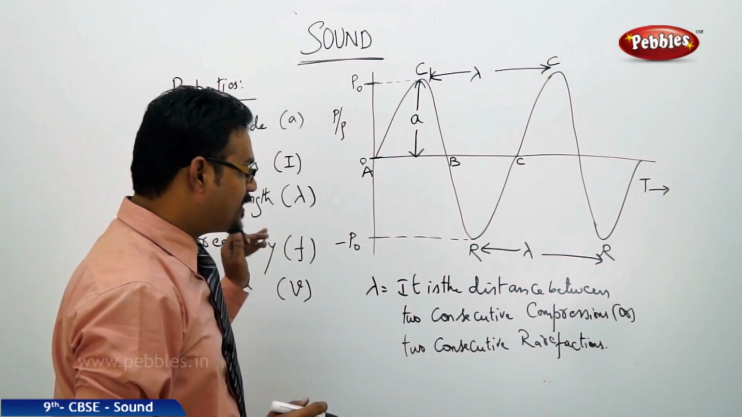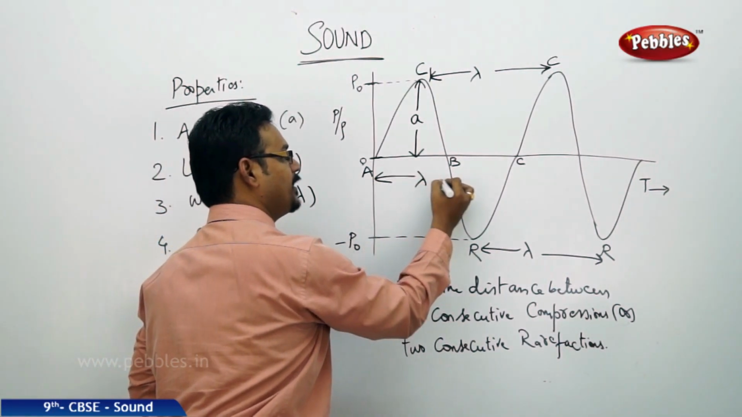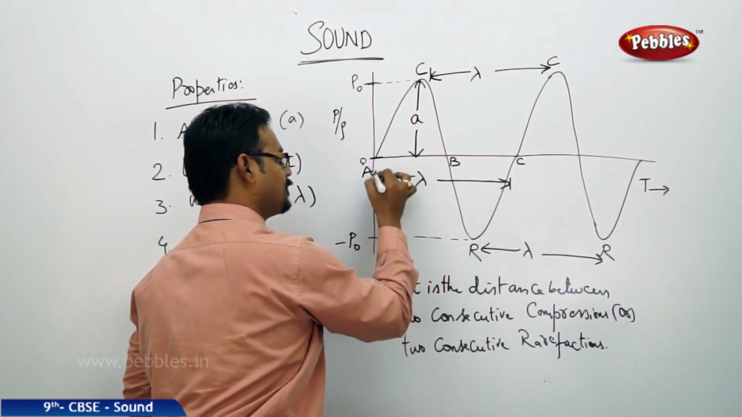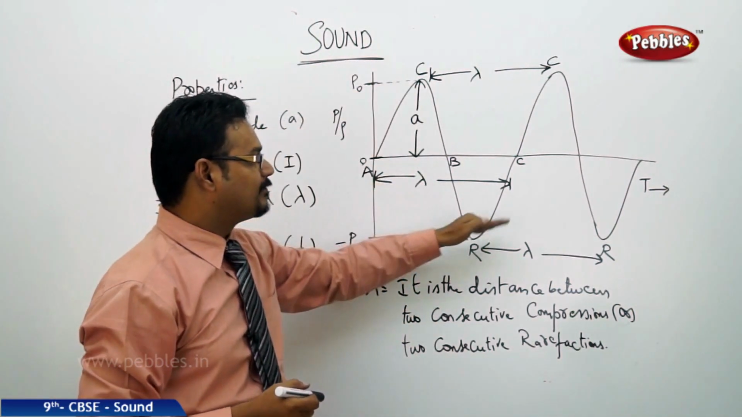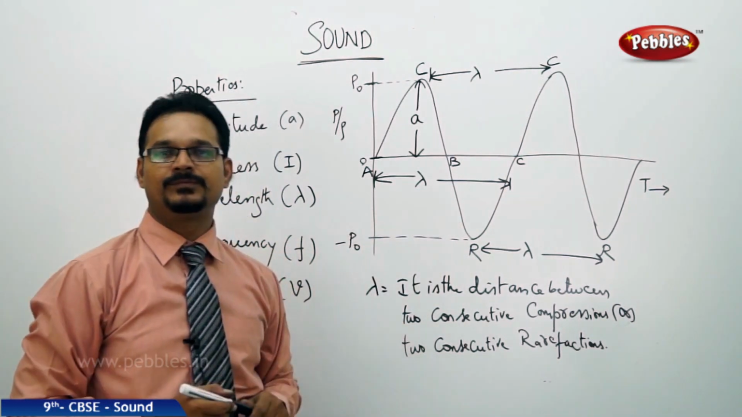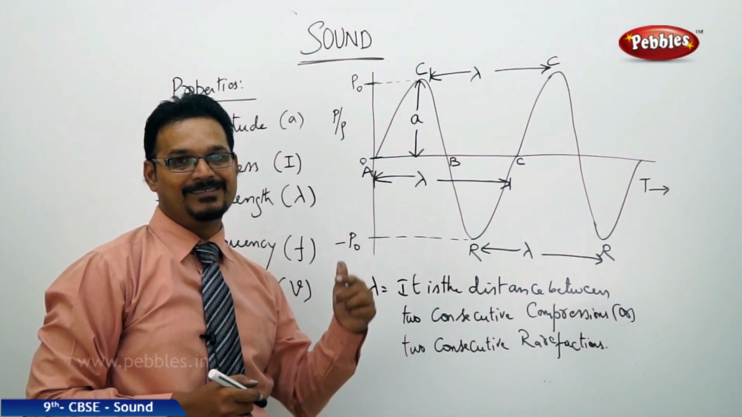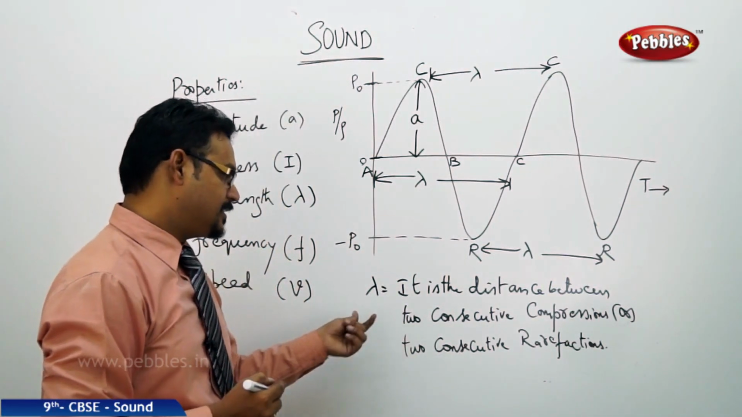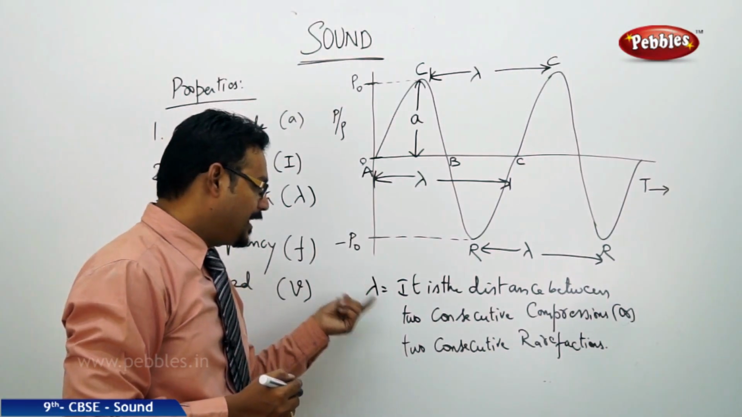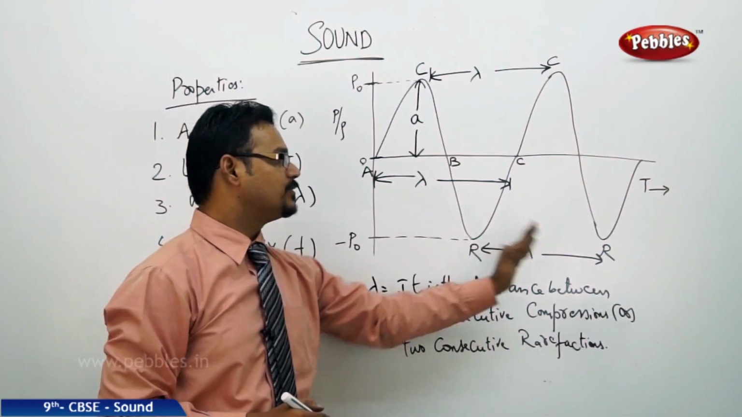When a wave travels a complete wave, then the distance traveled is also called wavelength. So this is also wavelength. Complete wave, wavelength. So the distance traveled by the wave, complete wave, wavelength. So the second definition also you can take. But this is the general definition, we agree. It is the distance between two consecutive compressions or consecutive rarefactions.